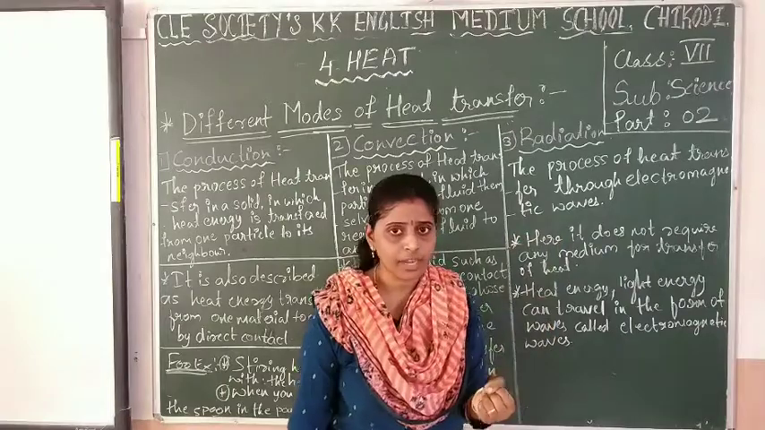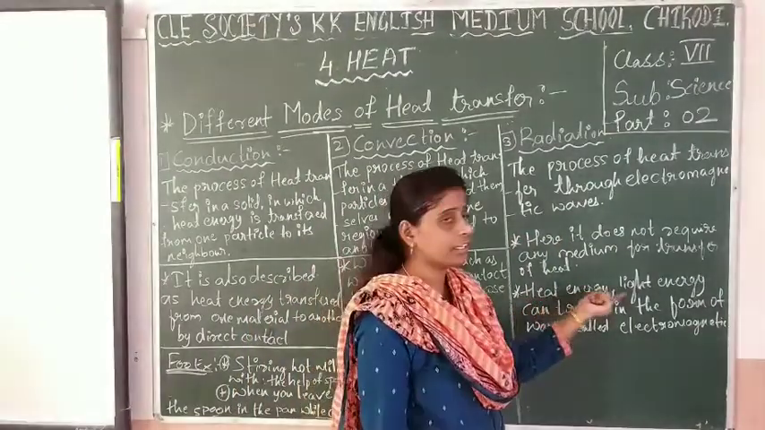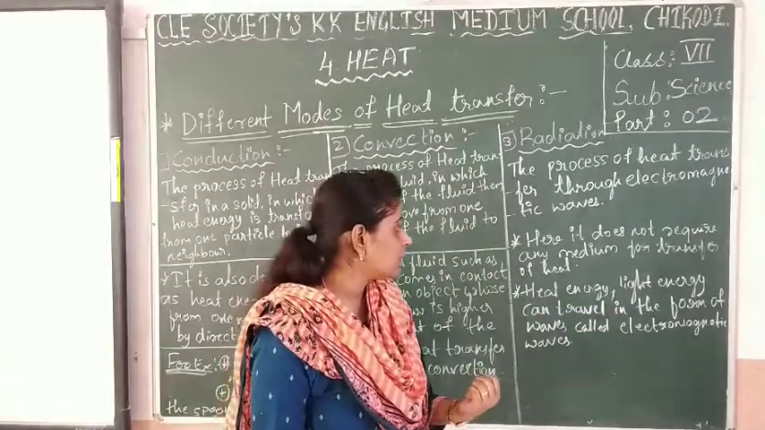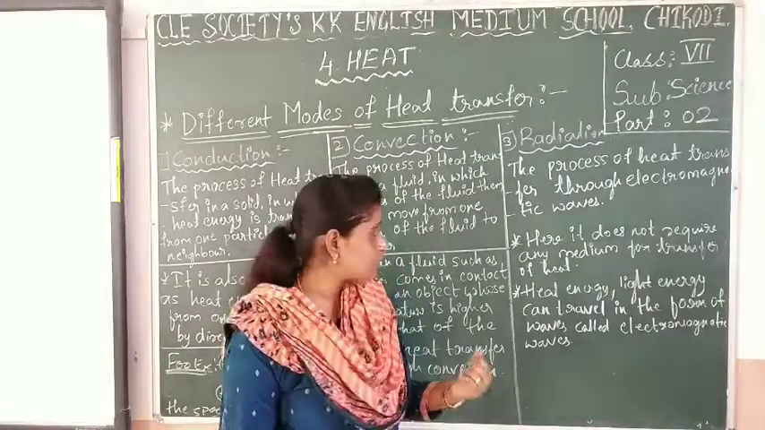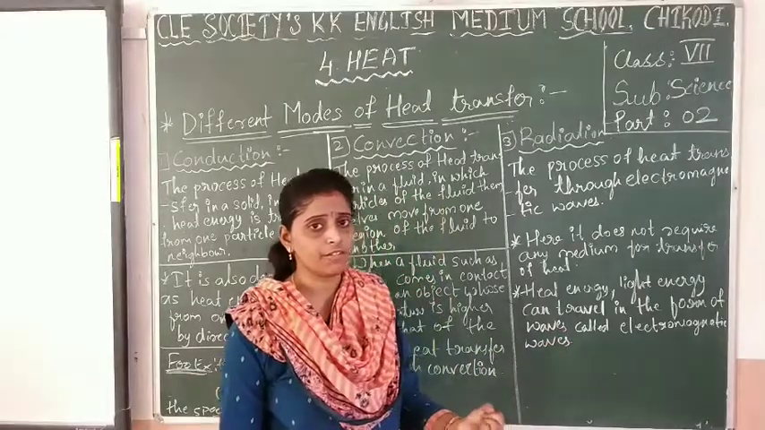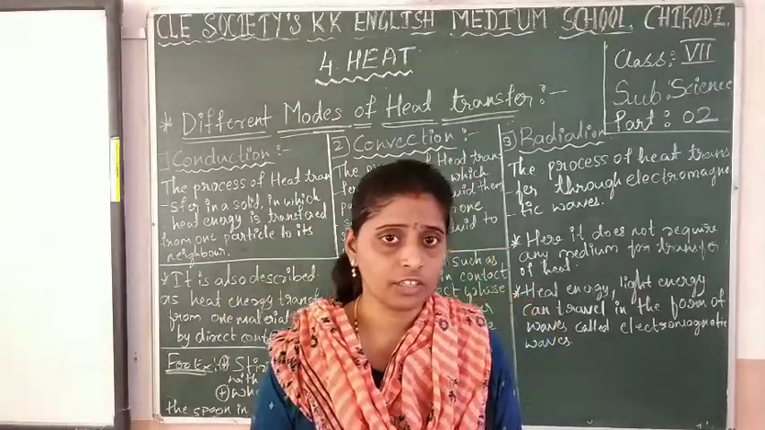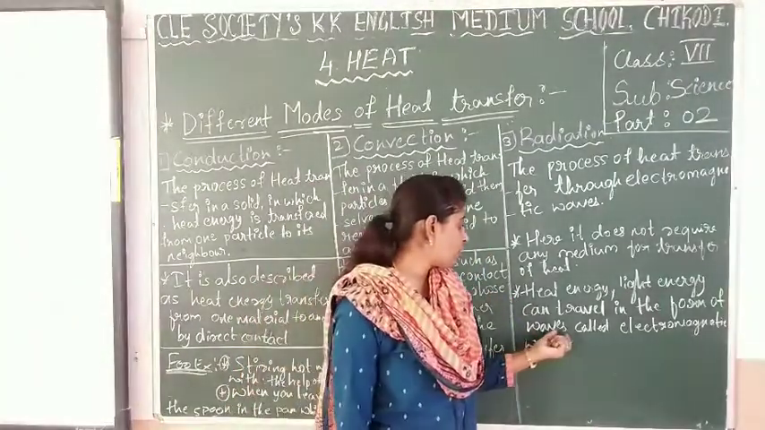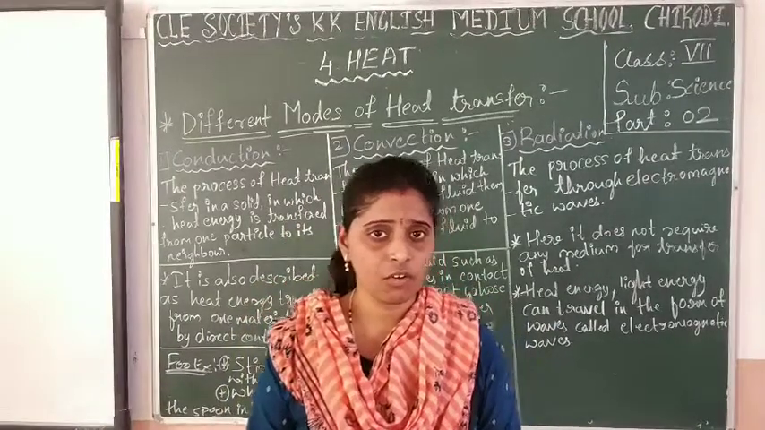Then what are electromagnetic waves? Electromagnetic waves are nothing but heat energy and light energy. Heat energy and light energy can travel in the form of waves. They are traveling in the form of waves. So we call them electromagnetic waves.